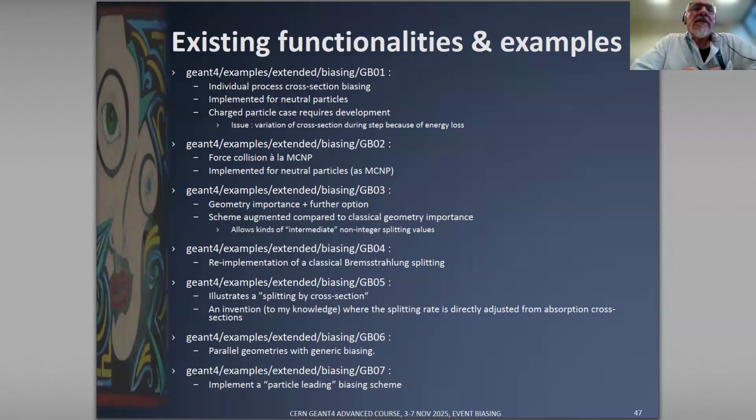With GB06, this is the geometry importance splitting, which is applied but with a parallel geometry. I don't know if you spoke too much about parallel geometries, but in this case, assume you have a very complicated geometry in your tracking geometry. That is, assume you have a satellite or whatever, and you want to do splitting.